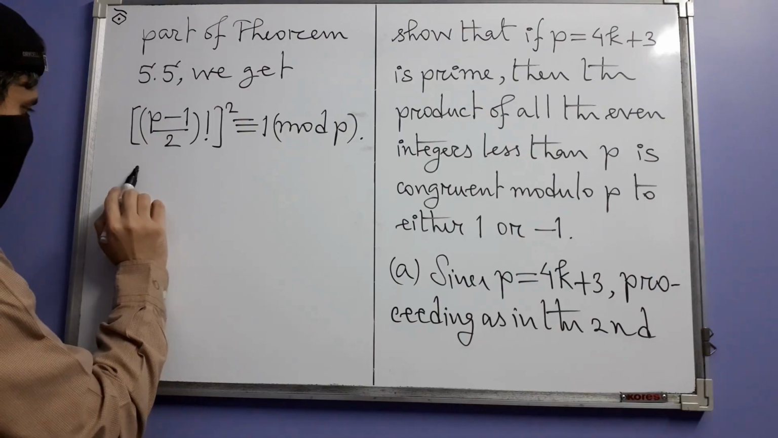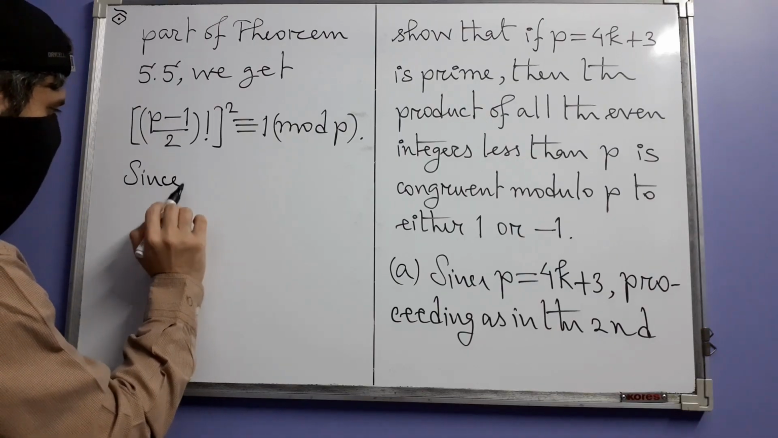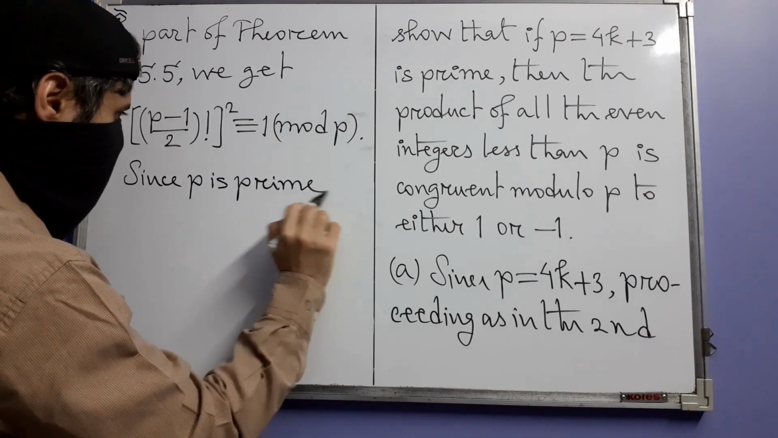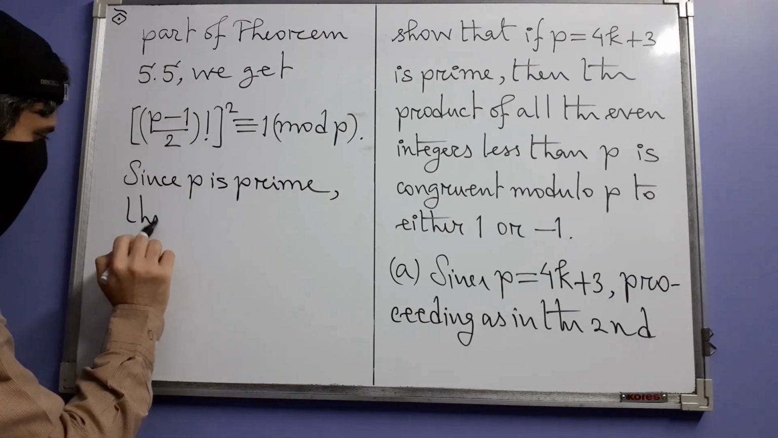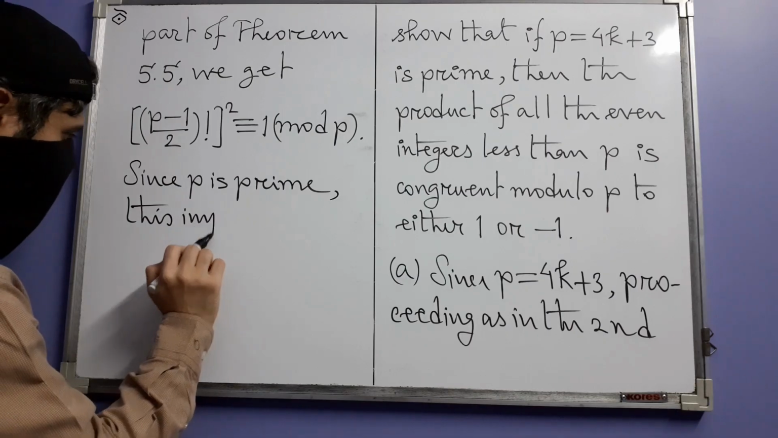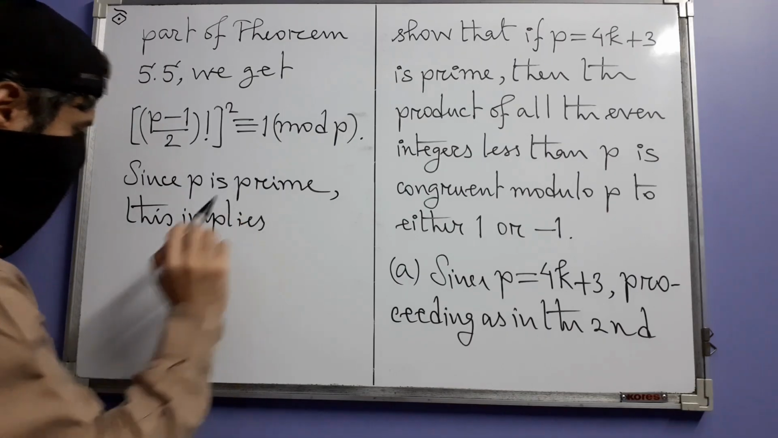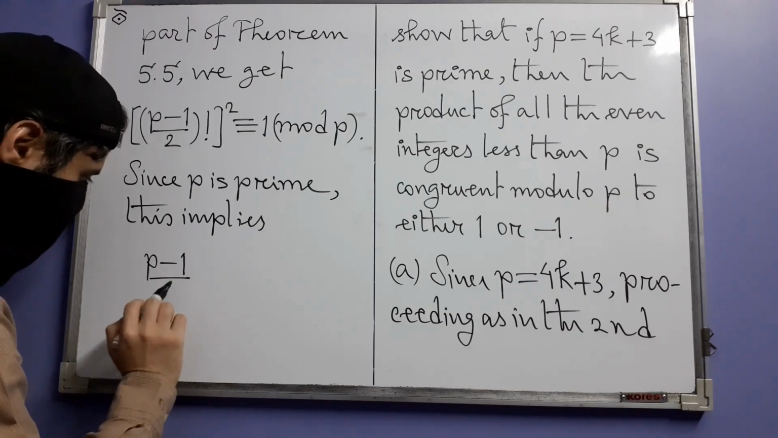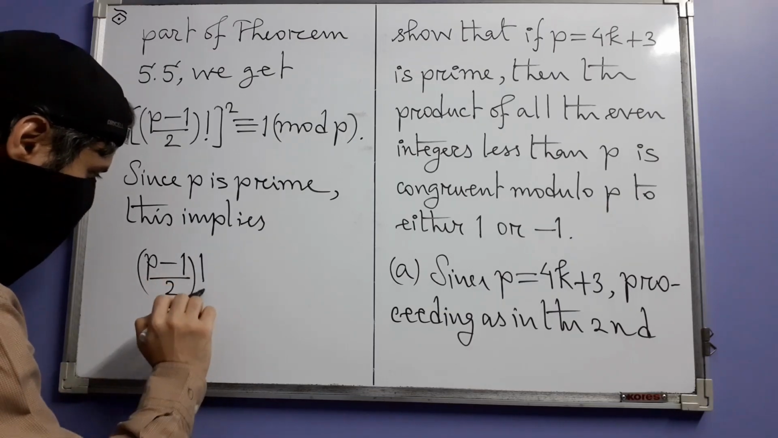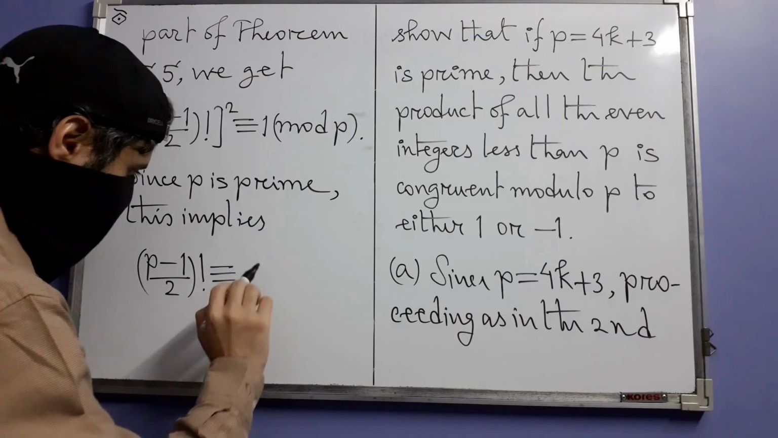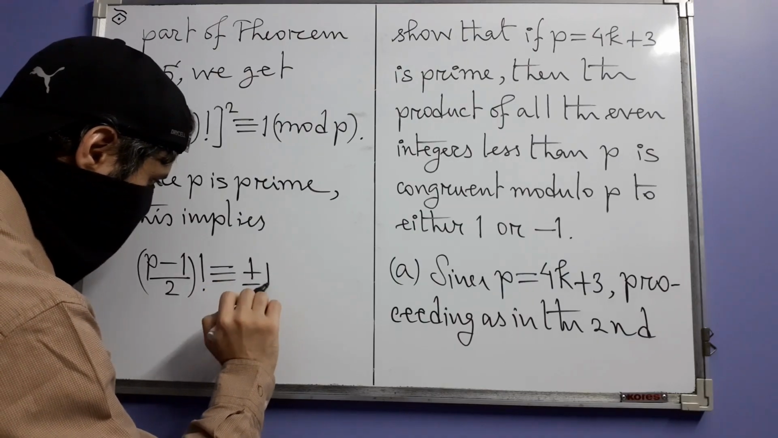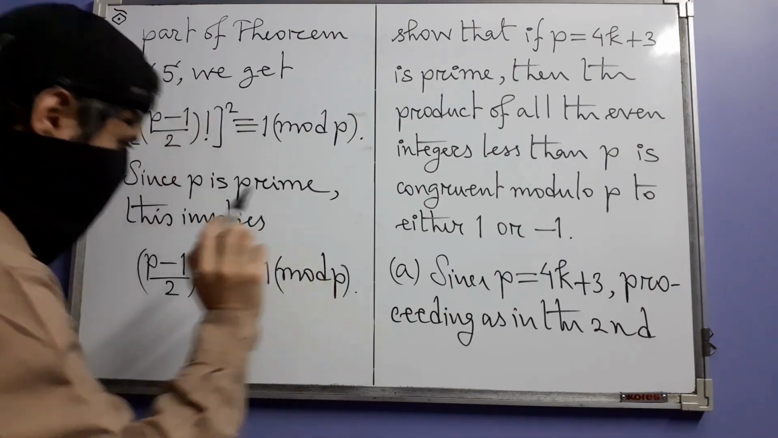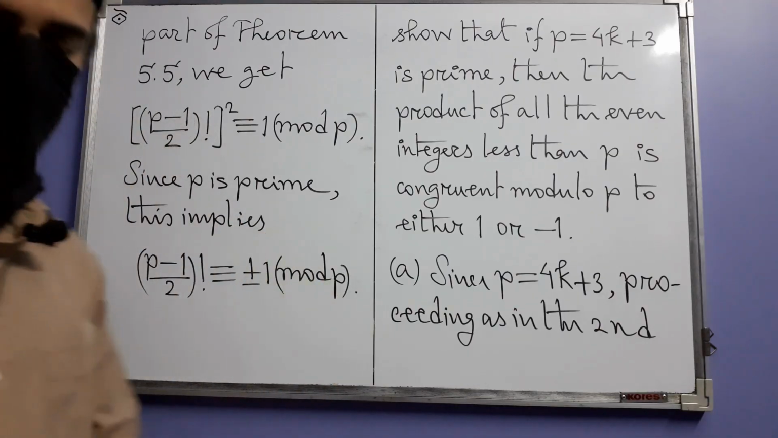So we can write like this: since p is prime, this implies p minus 1 over 2 factorial is congruent to either 1 or minus 1 modulo p. So that is our part A.